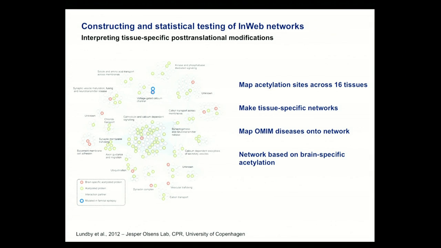asked, if we take all of the proteins in this brain-specific network and find the corresponding genes, is this gene set enriched for any disease in OMIM, and if so, which disease? In this case, there was only one disease that was specifically enriched in this network, and that was familial epilepsy. So basically, two of the genes in this voltage-gated calcium channel cluster up here, that have a brain-specific acetylation on one of the proteins, are mutated in familial epilepsy.